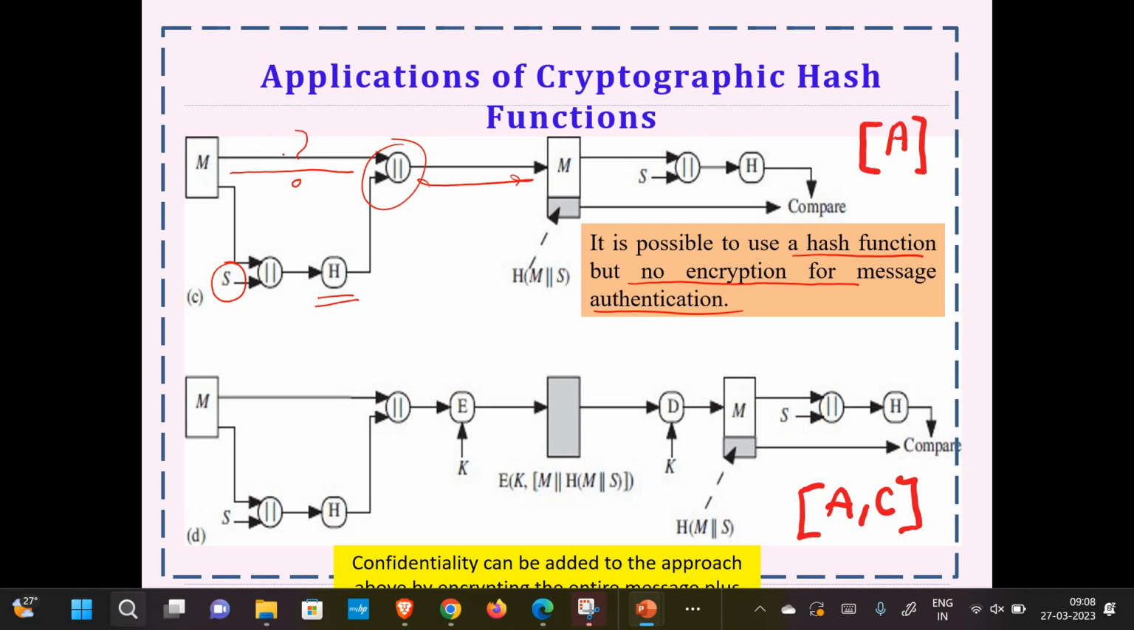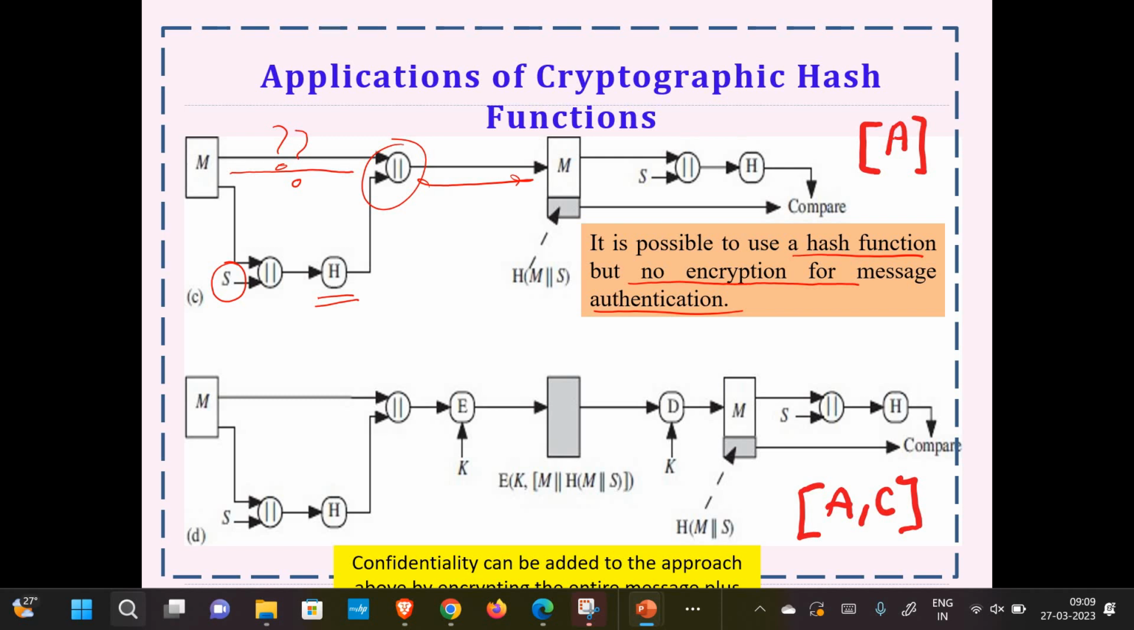So that's why you can see the message doesn't have any key whatsoever. So that's again another example where you only require authenticity, but we don't need confidentiality. Even you can see the fourth one, that is another way in which authenticity as well as confidentiality both can be maintained.